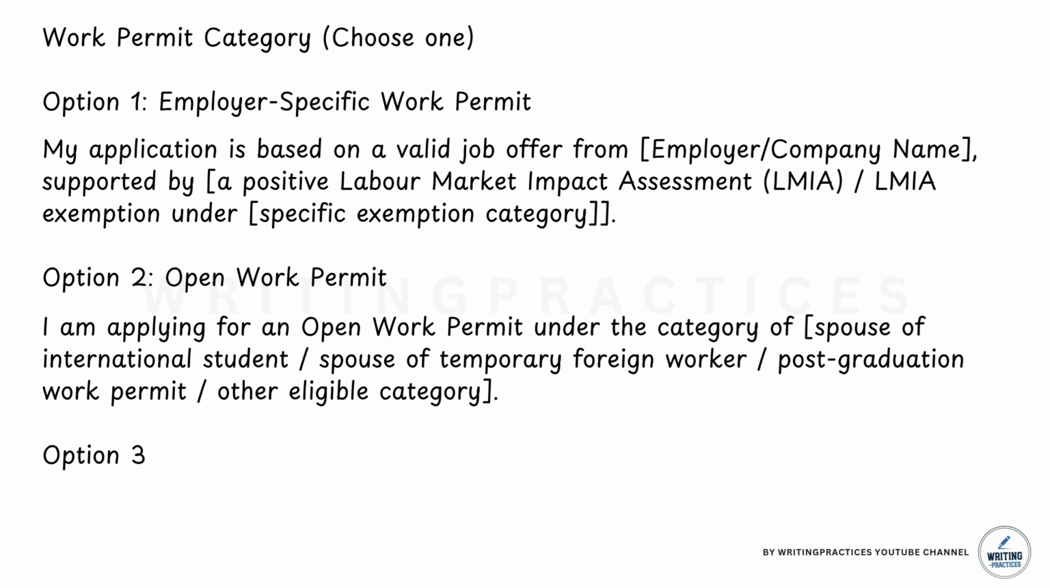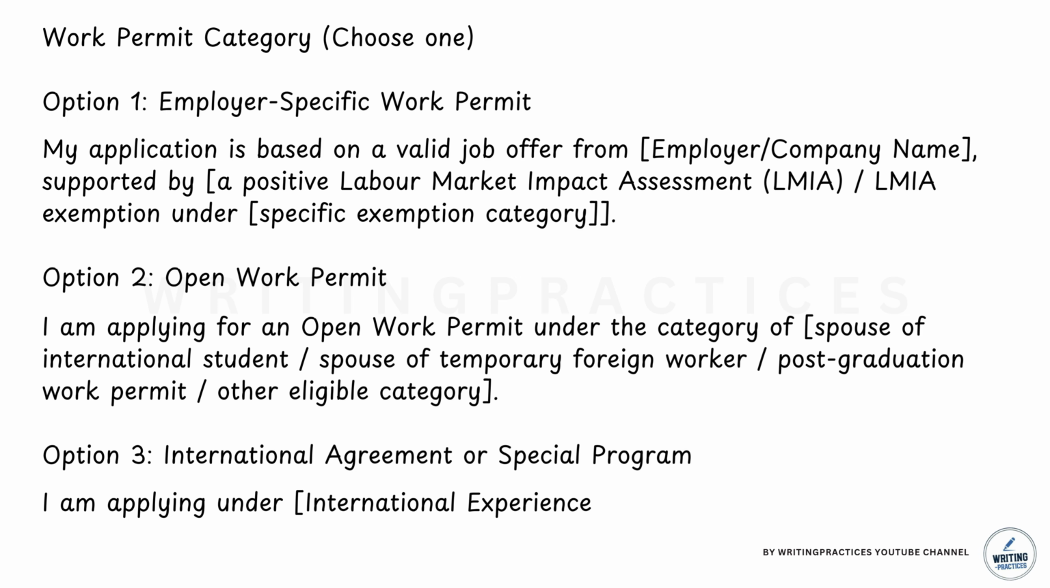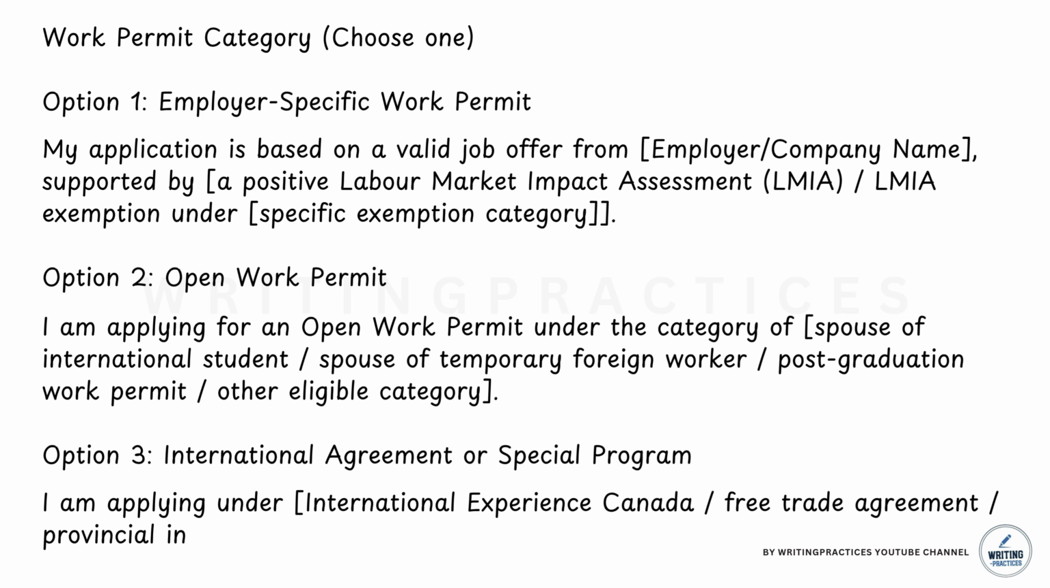If open work permit, write, I am applying for an open work permit under the category of spouse of an international student. This explains your eligibility category. Include supporting proof. If applying under a special program, write, I am applying under International Experience Canada. This identifies the immigration stream. Clearly state the exact category.